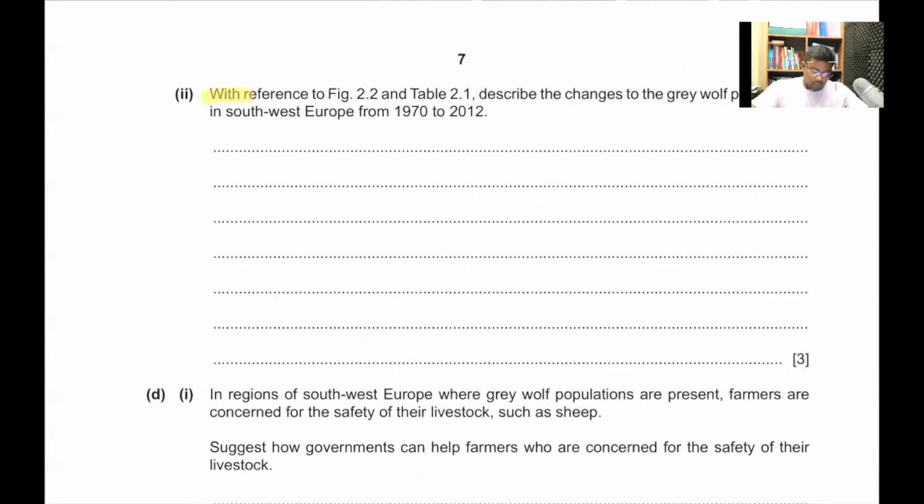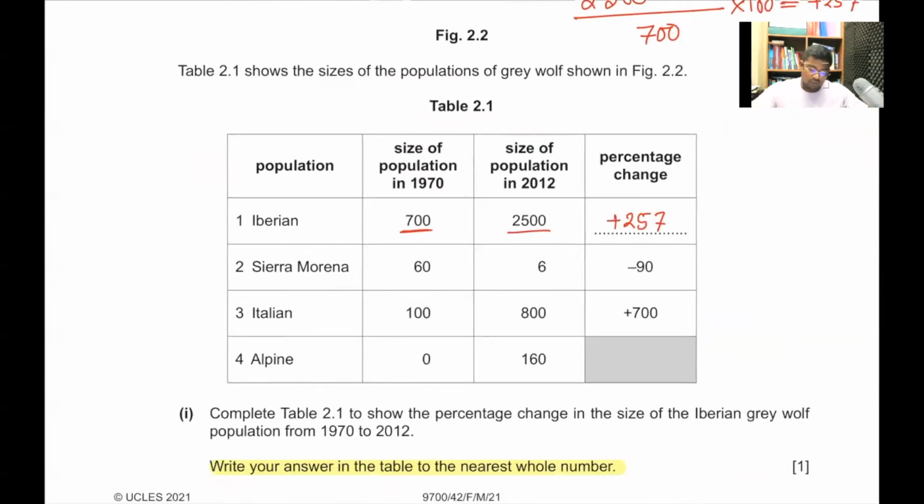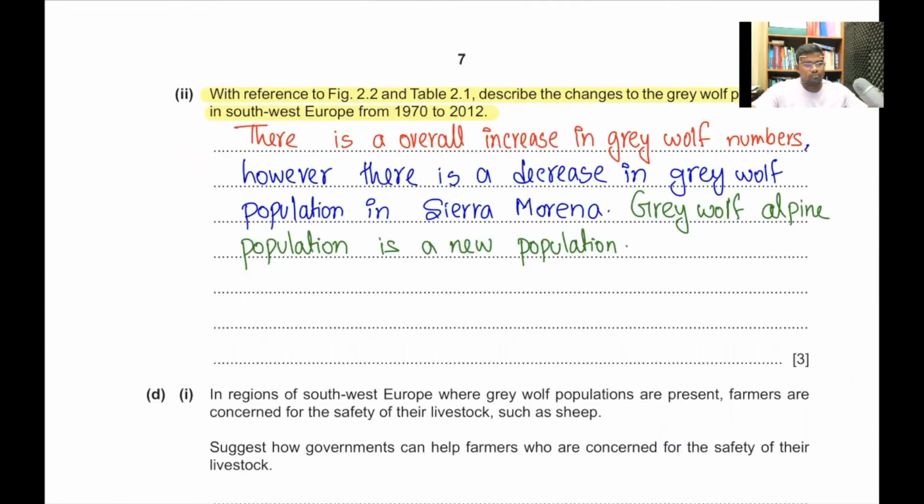Part 2. With reference to figure 2.2 and table 2.1, describe the changes to the gray wolf population in Southwest Europe from the 1970s to 2012. So, in the table, we see that there is an overall increase, and we can see a new population. So there is an overall increase in gray wolf number. However, there is a decrease in gray wolf number in Sierra Morena, and the Alpine gray wolf population is a completely new population.